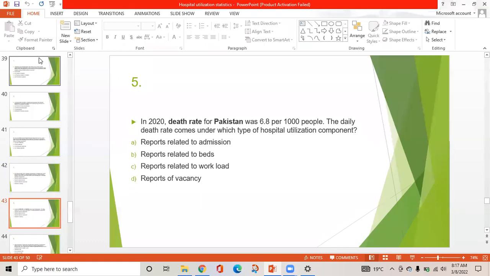The main under which it comes is option A, reports related to admissions.